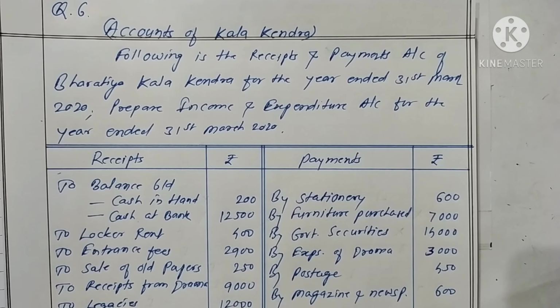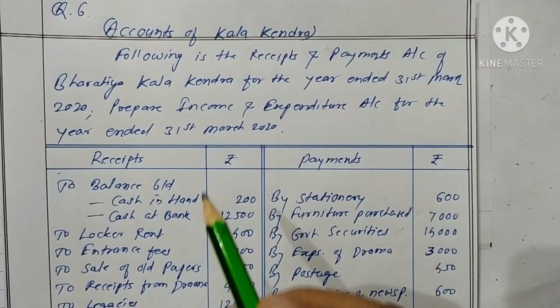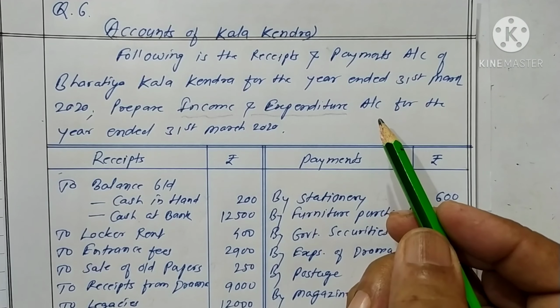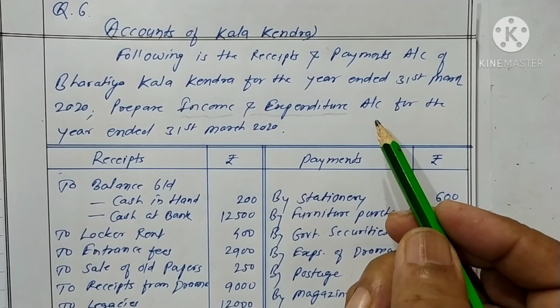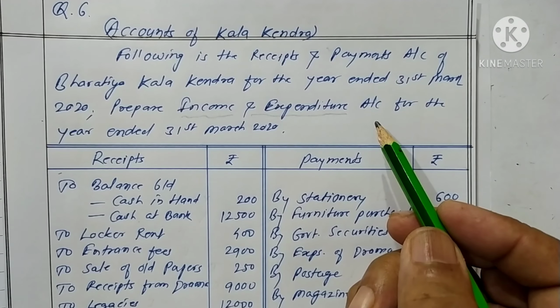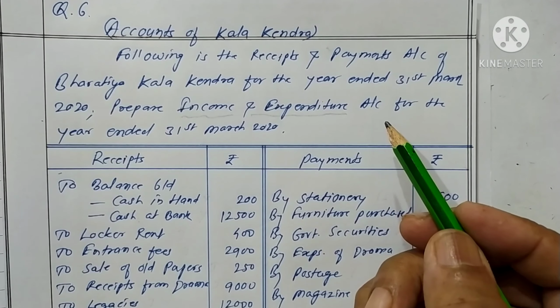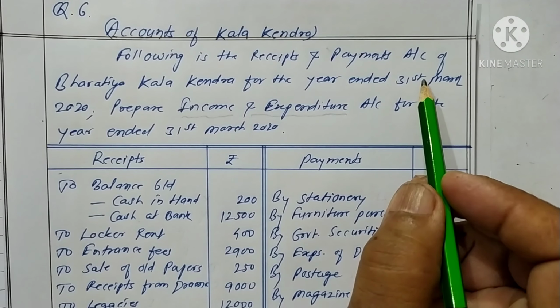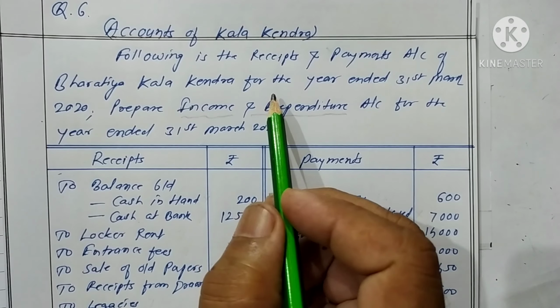Now, question 6. Accounts of Kala Kendra. In this question, we just have to prepare the income and expenditure account. We are not to prepare the balance sheet of the current year or the opening balance sheet. Therefore, there is no need to find out the capital fund. We only have to find out the incomes and expenses. Now read the question.